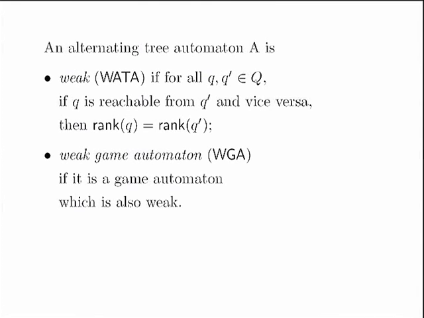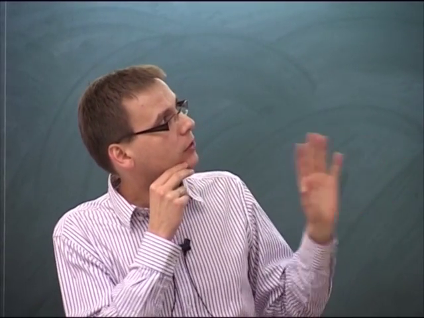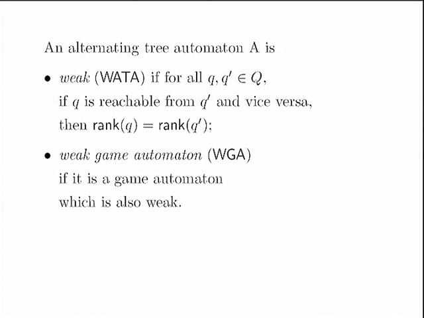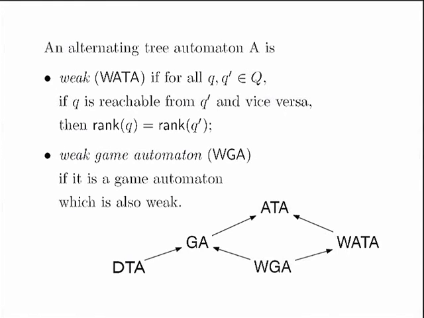I said it's going to be the very last slide. So we focused on weak game automata, so automata that don't have ambiguous transitions, and also they have weak acceptance conditions. That means that whenever you can reach Q from Q prime and Q prime from Q, then the ranks of these two states are the same. So for such automata, we managed to show the following.